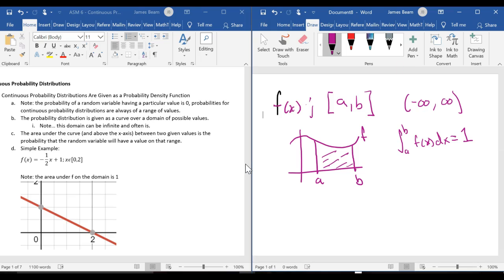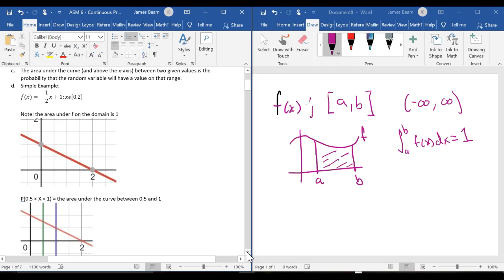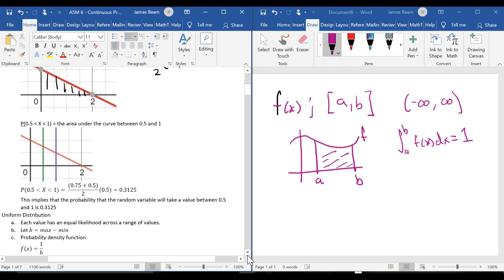If you look at the notes, I gave you a pretty simple example of this: negative half x plus 1 on the interval from 0 to 2. So it would be this region here, right? If I found the area of that region, that's a triangle. So that's half its base times its height, which gives me an area of 1. So this could be an example of a probability density function over that region.